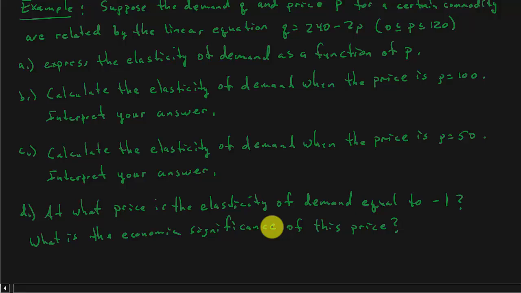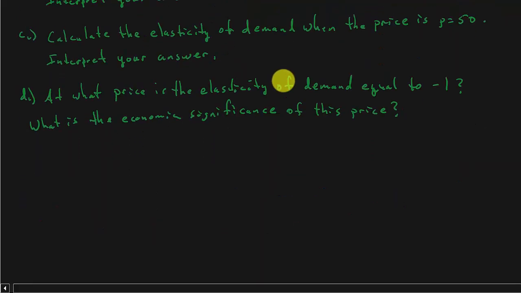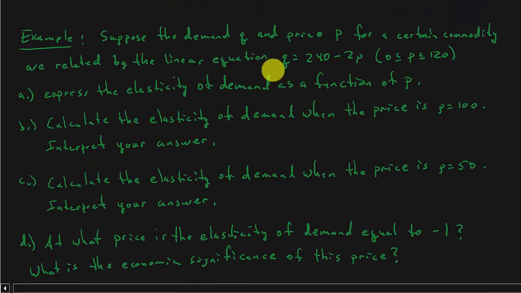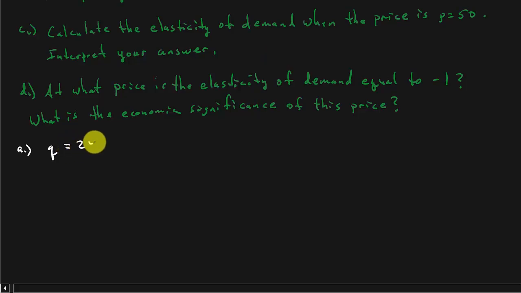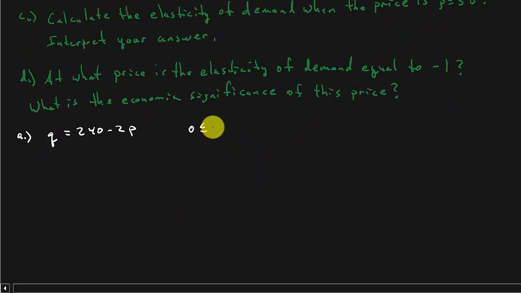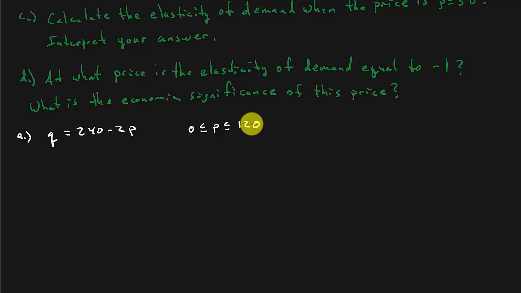All right. So, it's good to know how to solve these things. But we've also, so we got Q is 240 minus 2P. And we've got P is between 0 and 120. But we've also got to understand, not just solve them, we've got to also know, well, what are we finding, right?